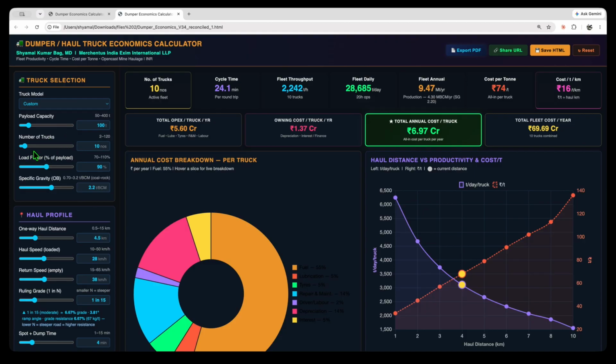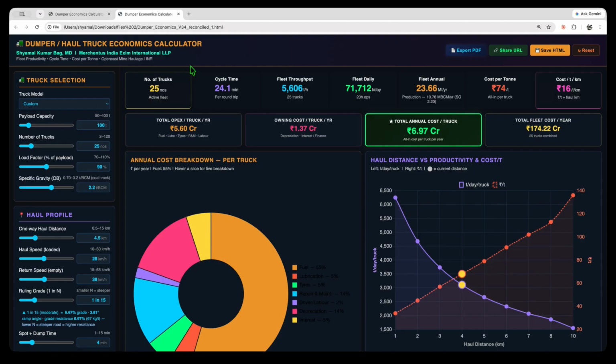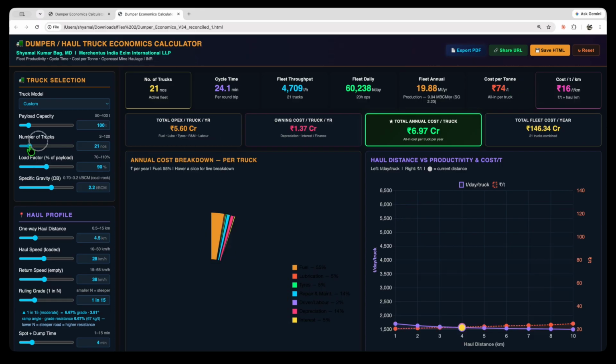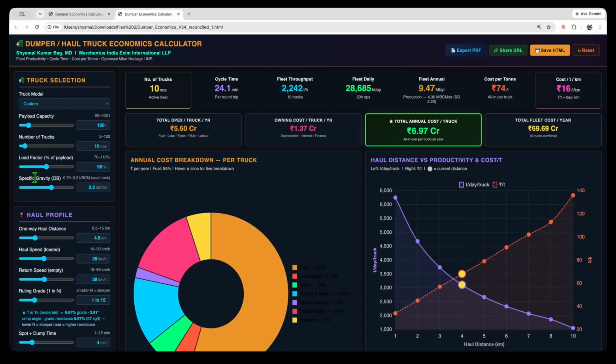Below that there is a slider for the number of trucks. This truck number also you can change, and correspondingly these KPI cards will also change, all the values. So here let me select 10 trucks, and thereafter the load factor. Load factor accounts for real-world overloading and underloading. Most fleets do not run at full rated payload every cycle, and this correction keeps the numbers honest.